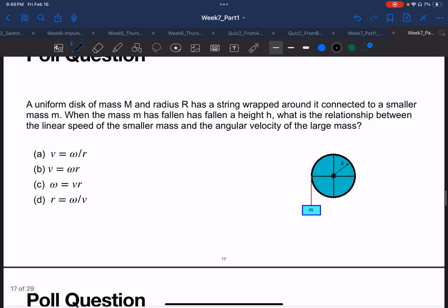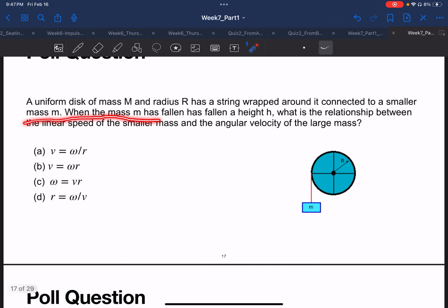Okay, here's a whole question for you to think about. So pause the video, come up with a response. Once you've done that, we can talk about it together. We have a uniform disk of mass M, capital M, and radius capital R, that has a string wrapped around it and connected to a smaller mass m. When the mass m has fallen a height h, what is the relationship between the linear speed of the smaller mass and the angular speed of the larger mass?